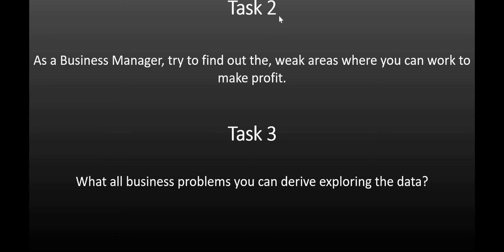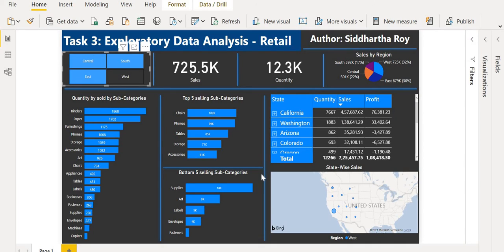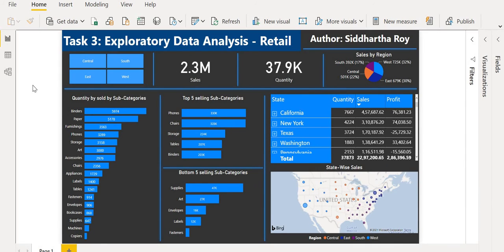So now let's move on to task 2 and task 3. Task 2 tells us that, as a business manager, try to find out the weak areas where you can work to make profit. And task 3 tells us what business problems you can derive by exploring the data. So this can be done. Let's look first at the regional analysis.